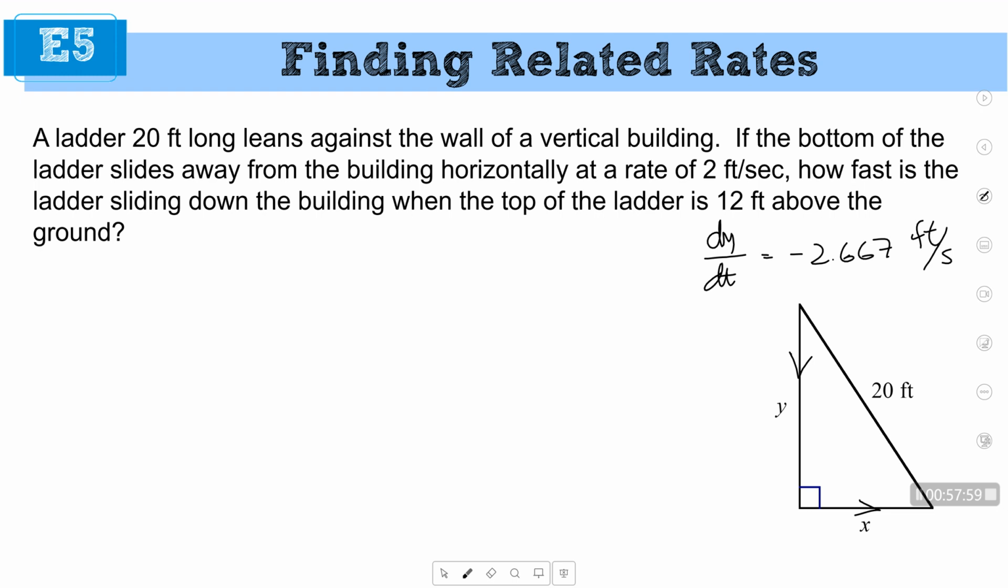Okay. Identify your variables. What's x? x is the distance that the base of the ladder is away from the wall. What's y? The height up the wall. dx/dt is the rate at which the bottom of the ladder moves. dy/dt is the rate at which the top of the ladder moves down. You don't need to define the 20 because we know that's just the length of the ladder and that's not a variable. Your general equation is x squared plus y squared equals 20 squared.